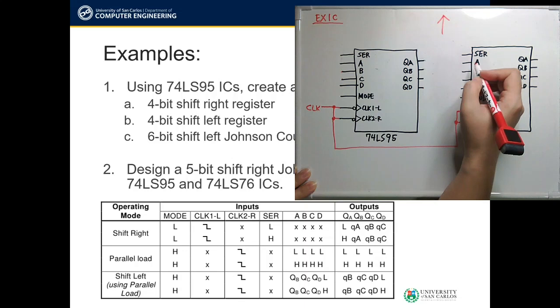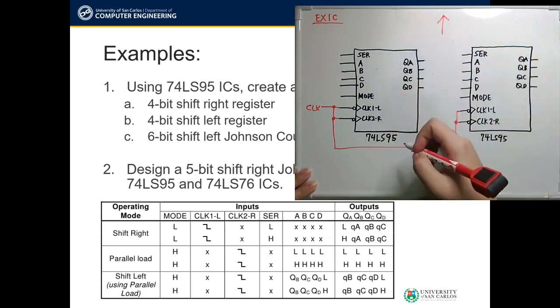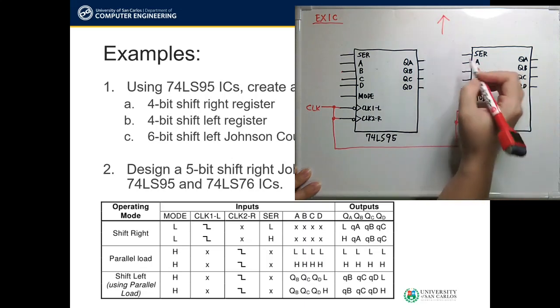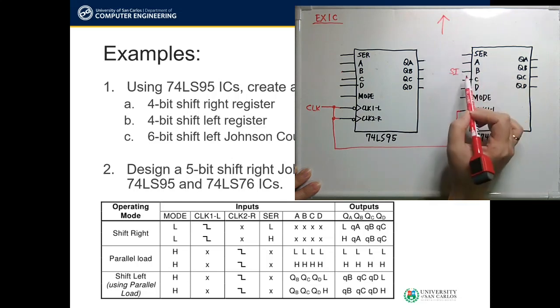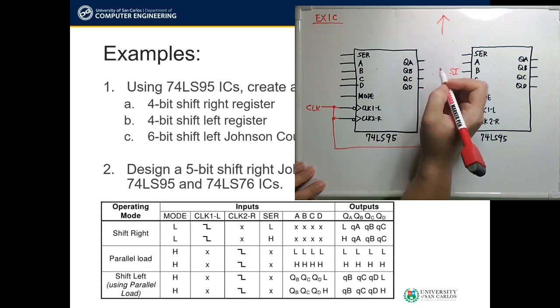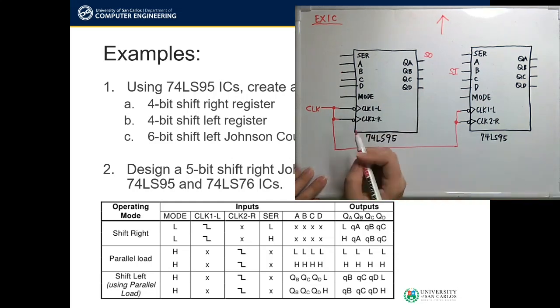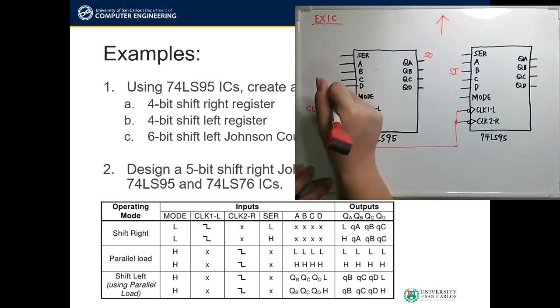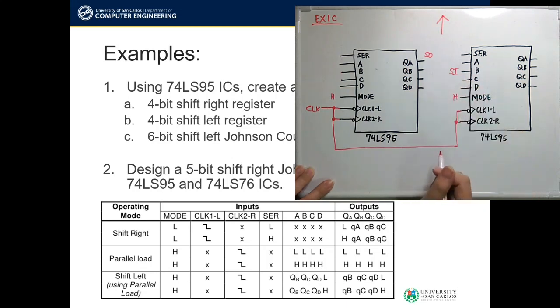Since we only need 6 bits, we don't need all the 8 outputs. So here, let's start with identifying our shift input. We have here B. And we are going to identify QA as our shift out because it's at the leftmost. Again, let's not forget the mode. Since we are shifting to the left using the parallel load mode, we must set this to high, and it must apply to both ICs.